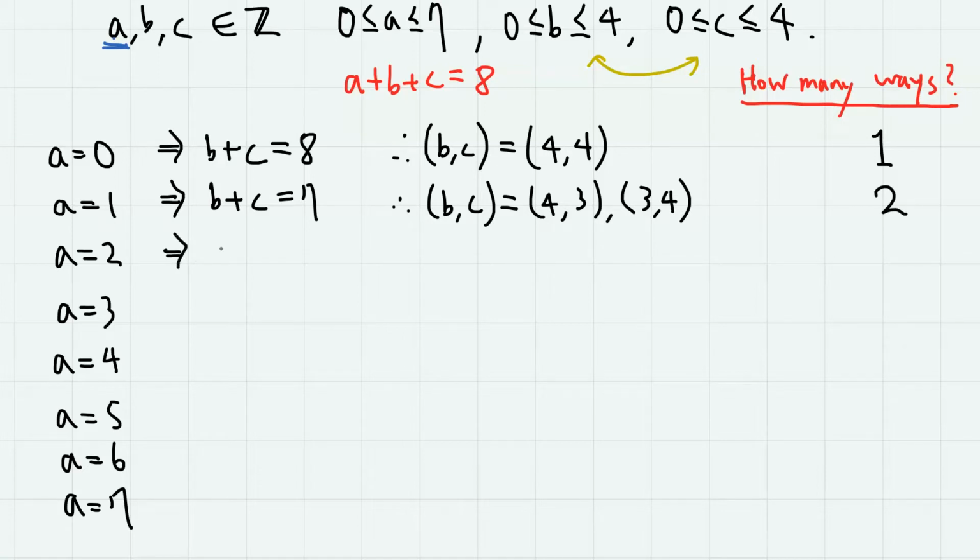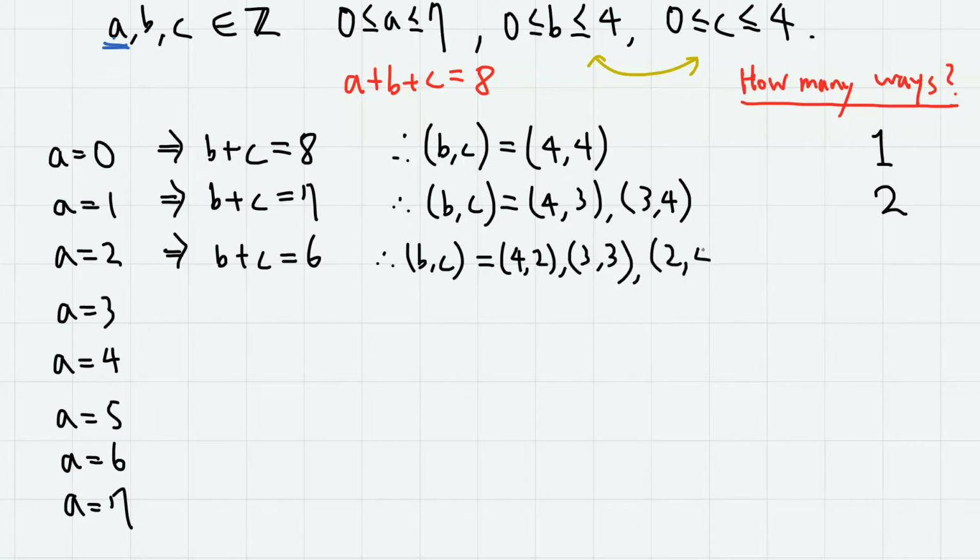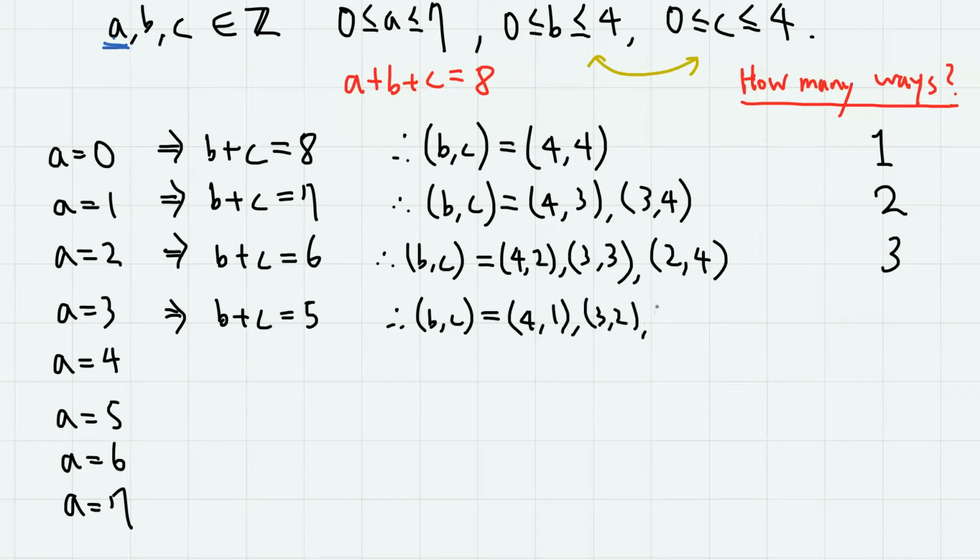And when a equals 2, then b plus c equals 6. So b and c are 4, 2, 3, 3, and 2, 4. So we have three ways. When a equals 3, b plus c equals 5. So now we have 4, 1, 3, 2, 2, 3, 1, 4. So we have four ways, and we can go on and on.